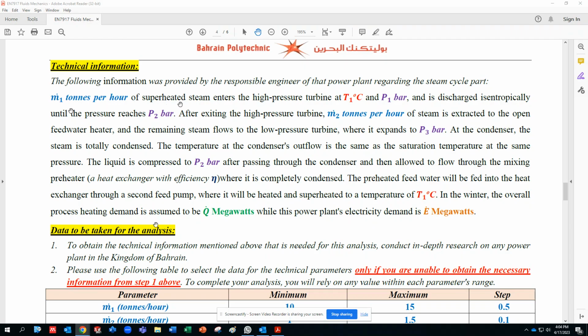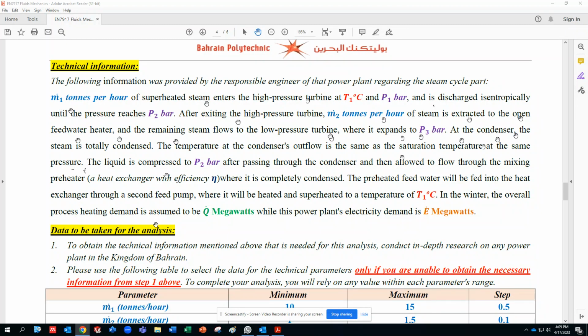M1 tons per hour of superheated steam enters the high pressure turbine at some temperature and pressure, and it is discharged isentropically until the pressure reaches some other pressure. After exiting the high pressure turbine, some other quantity of steam is extracted to the open feed water heater, and the remaining steam flows to the low pressure turbine, where it expands to another low pressure. At the condenser side, the steam is totally condensed. The temperature at the condenser's outflow is the same as the saturation temperature at the same pressure.